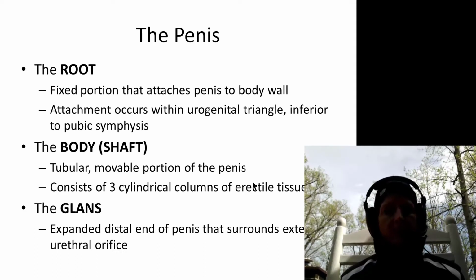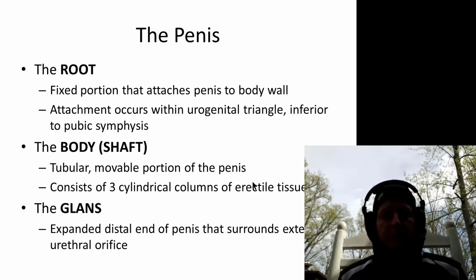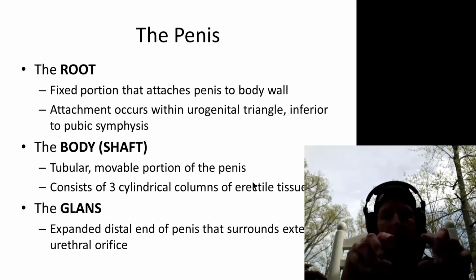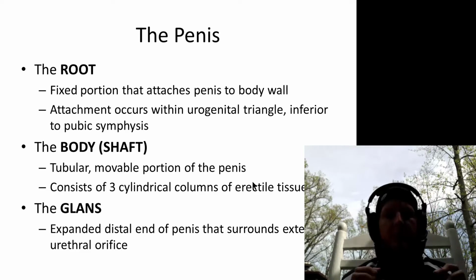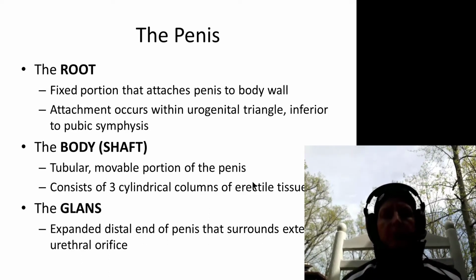So the penis has three parts. The root, and that's the part that fixes it to the body wall. And we'll see that the corpora cavernosa will have these parts that adhere to the ischial rami of the pelvic area. So they will adhere to the ischial rami and form what's called the crura of the penis. Each one is the crus of the penis.